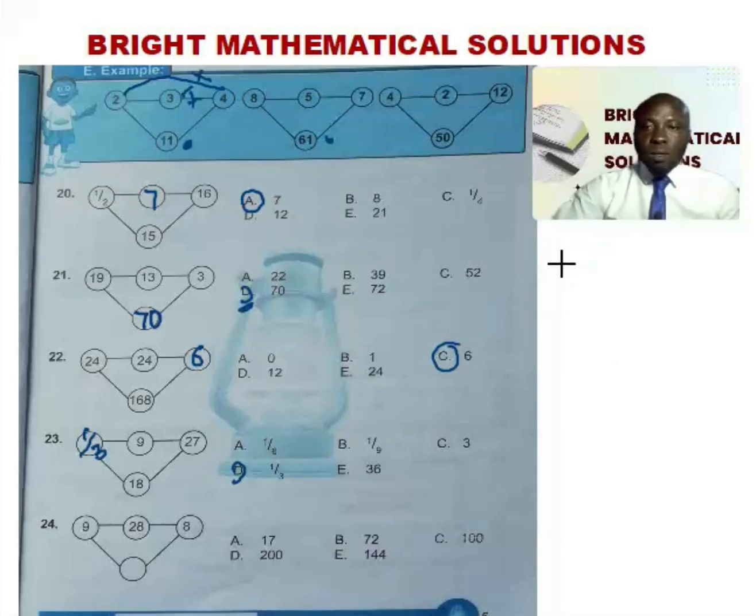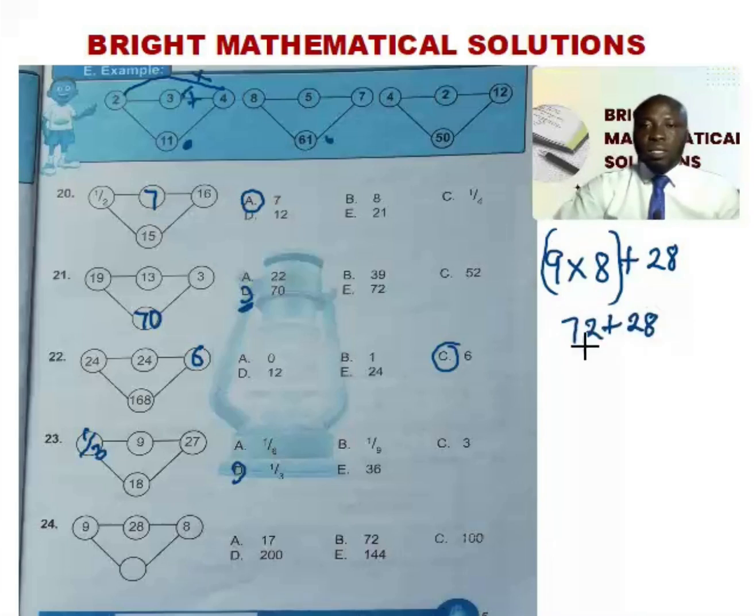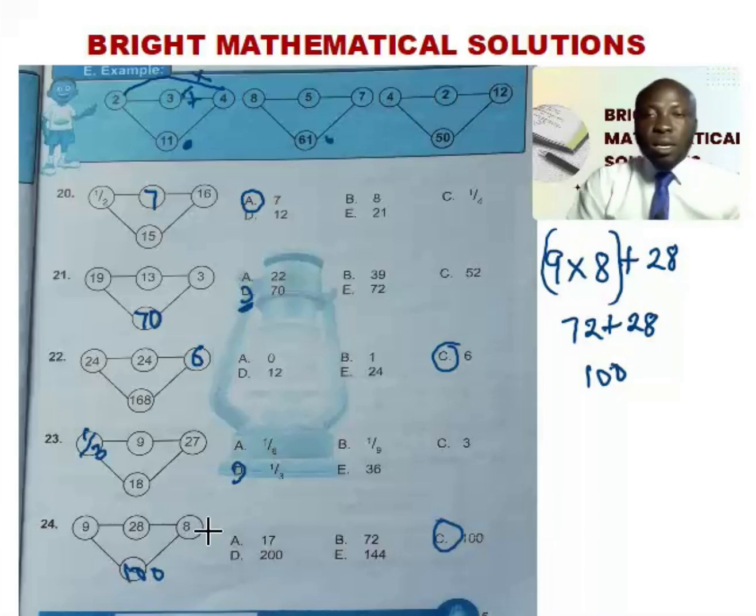So for the last one, we have 9 multiplied by 8, the first and the last, plus the one in the middle. So 9 multiplied by 8 gives us 72, plus 28. 72 plus 28 gives us 100. So our answer is C, and that gives us 100. So that is the solution to 1E of the Lantern steps to quantitative reasoning.